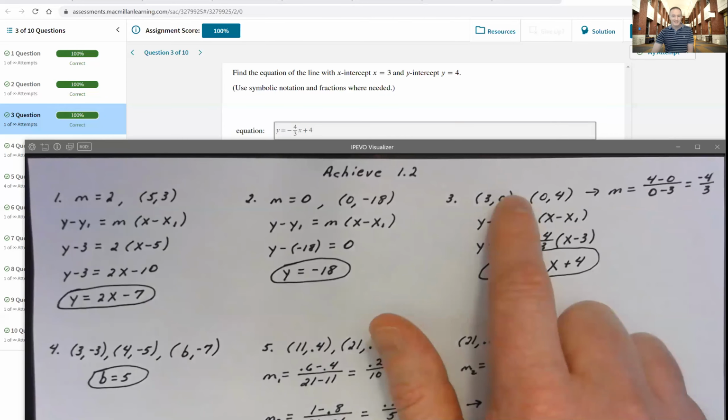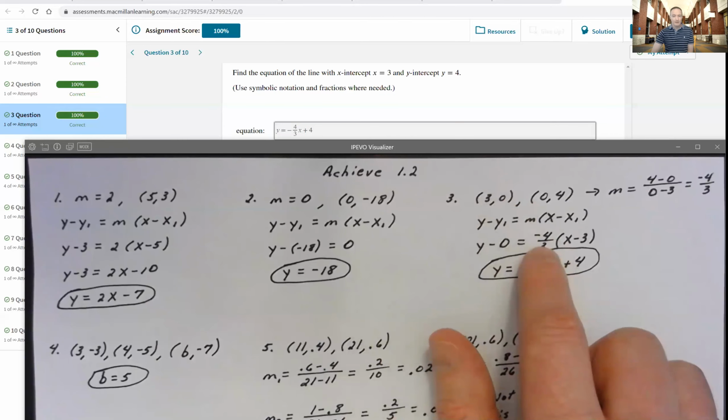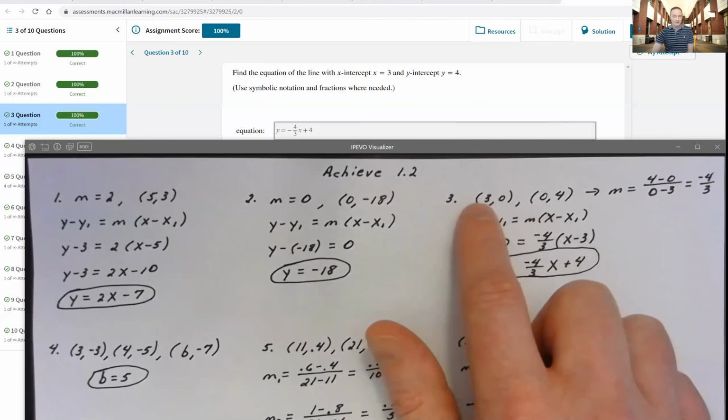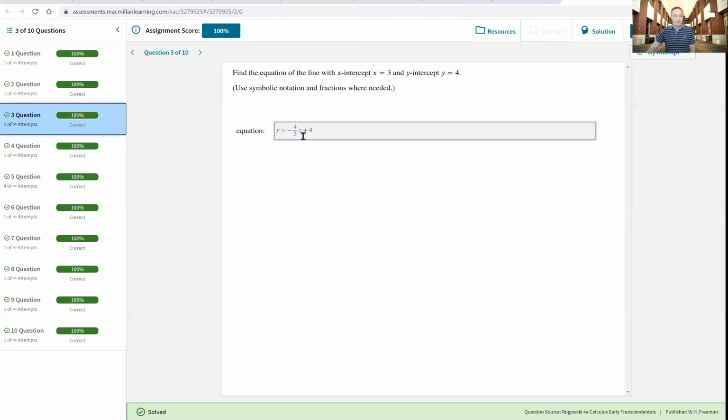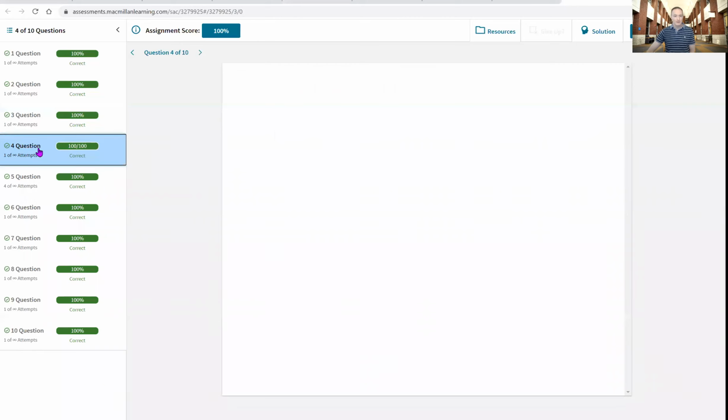y minus 0 is equal to our slope, negative 4/3, times x minus x1, which is x minus 3. You distribute through the negative 4/3 on the right, and you'll get negative 4/3 x plus 4. And you can see that that's the answer I had on Achieve there.